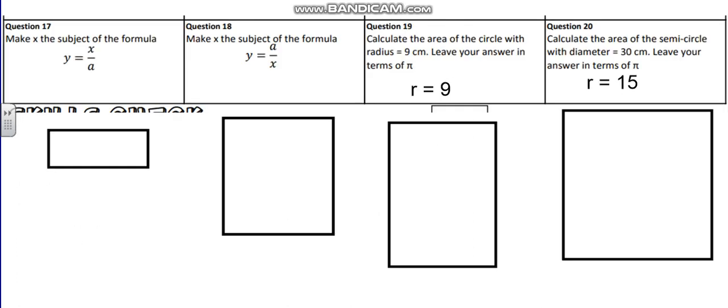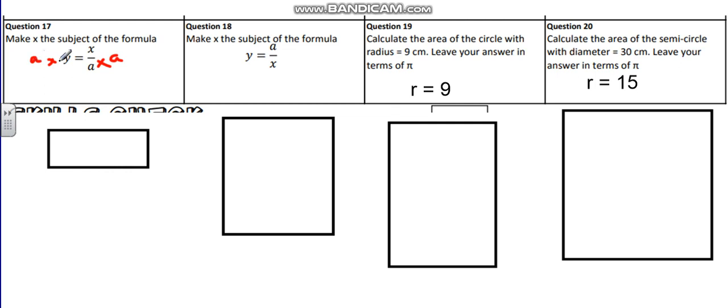Okay, question 17, making x the subject of the formula. So I want to leave x on its own. So this is like solving an equation but with no numbers. So when we were doing equations at the beginning, when I said I had something at the bottom, it meant I had to multiply both sides. So I'm going to multiply both sides by a to cancel that a out at the bottom.